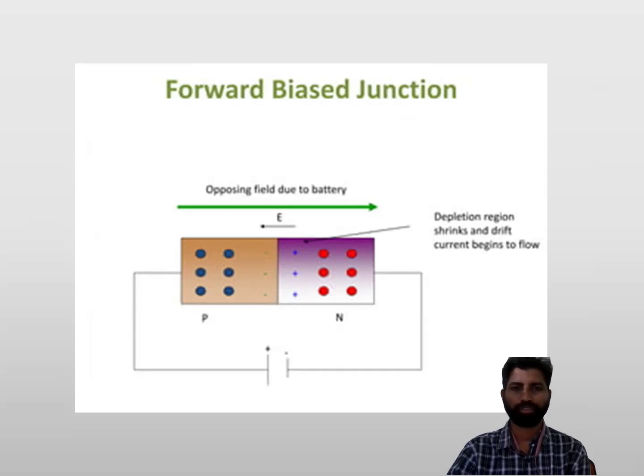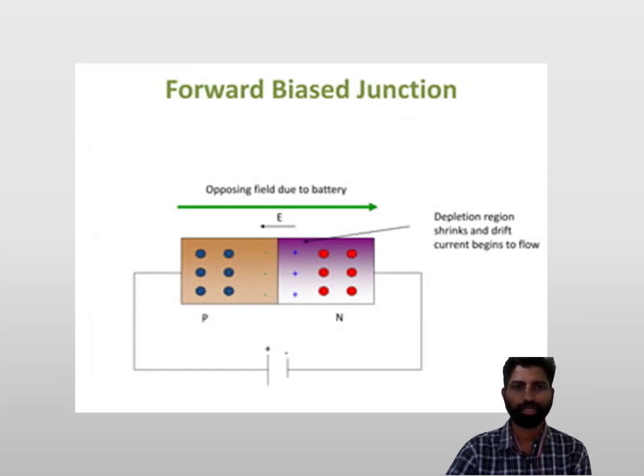When the positive terminal is connected to P, the positive voltage from the battery is applied to the P material, and this acts as an opposing field to the electric field, the potential barrier, which exists in the depletion region. Up to 0.7 volts, whatever voltage you apply, there will be no shrinking or decrease in the width of the depletion region.